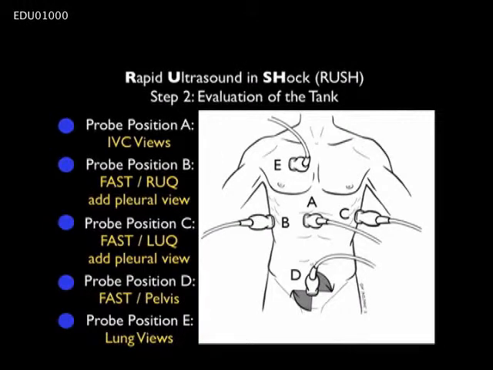Here's a slide showing the probe positions for evaluation of the tank. Let's begin by looking at probe position A. This is the best position to evaluate the inferior vena cava, and we can look at the inferior vena cava from the subxiphoid position in both short and long axis views. Probe positions B, C, and D represent the appropriate positioning of the ultrasound probe for investigation of the extended FAST exam, in which we can look for free fluid within the abdominal and pelvic cavities, as well as within the thoracic cavities. Finally, probe position E is the positioning of the probe to look anteriorly on the chest for pulmonary edema or ultrasonic B lines.